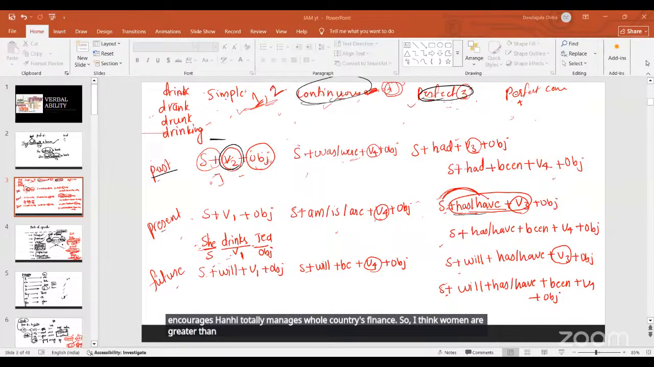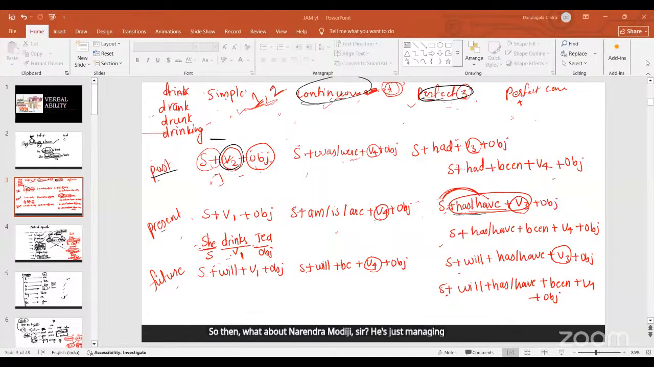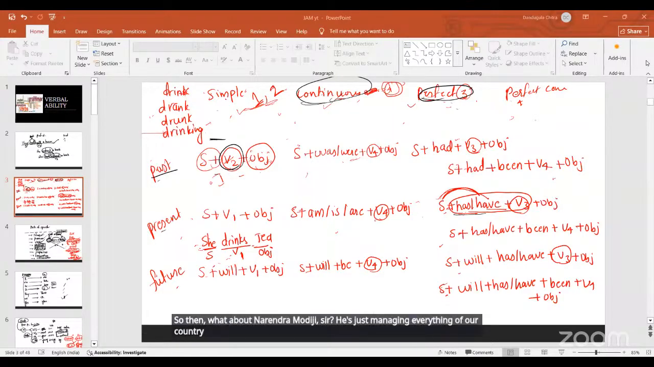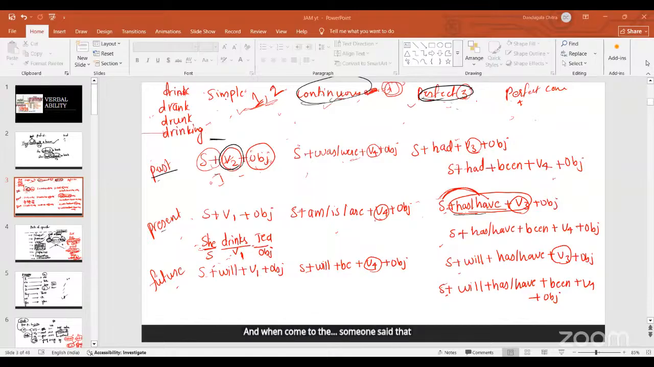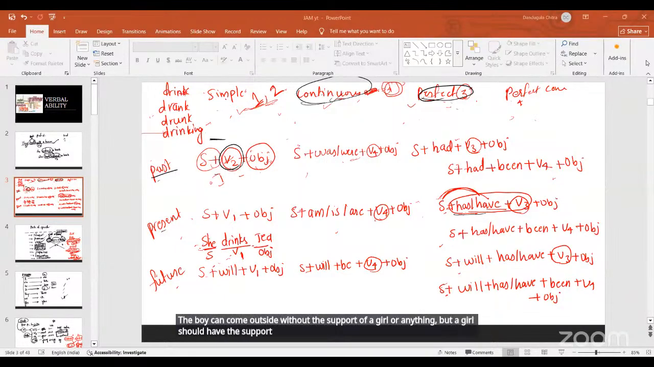So then, what about Narendra Modi ji, sir? He is managing everything in our country, meeting everyone outside the country and managing all the things. And someone said that girls are the backbone. A boy can come outside without the support of a girl, but a girl needs the support of a boy to come outside and face society.